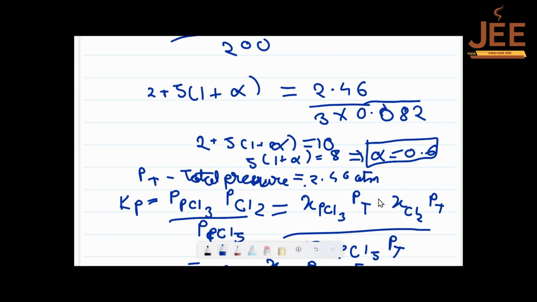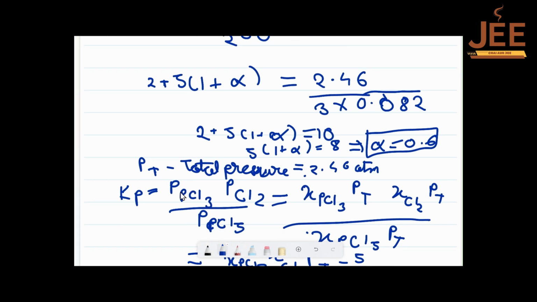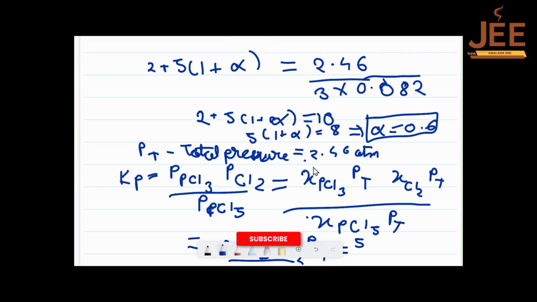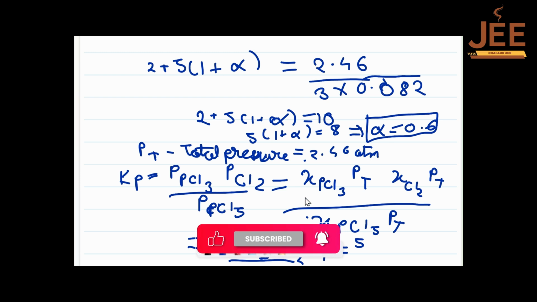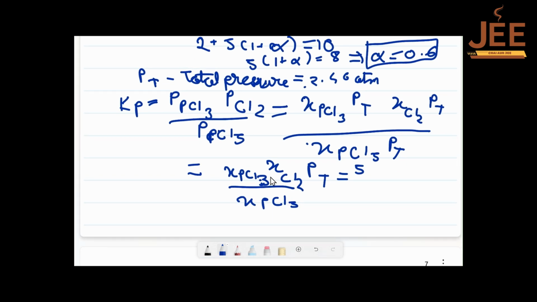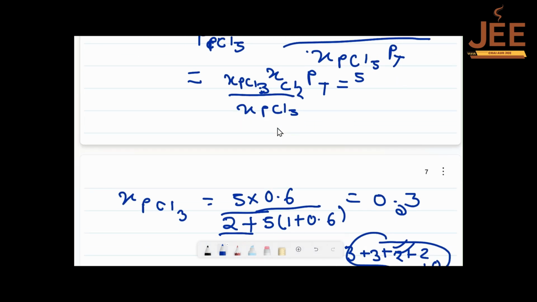Now we have to calculate the equilibrium constant Kp, which is basically given by the product of partial pressures of products divided by the partial pressure of reactant. Using Dalton's law of partial pressures, we can write the partial pressure of each component in terms of mole fraction. So finally we can write this as mole fraction of PCl3 multiplied by mole fraction of Cl2, divided by mole fraction of PCl5, multiplied by Pt. Pt is our total pressure, which is 2.46 atm.